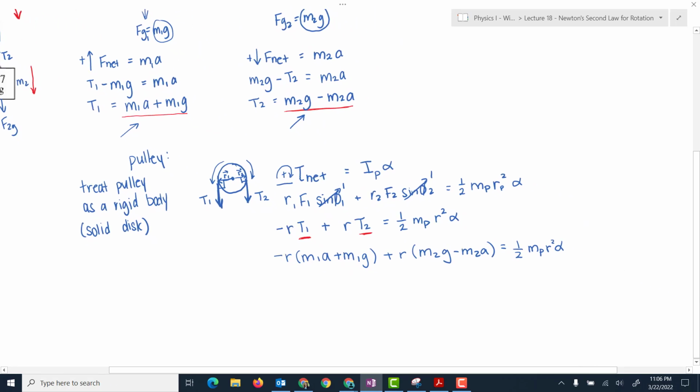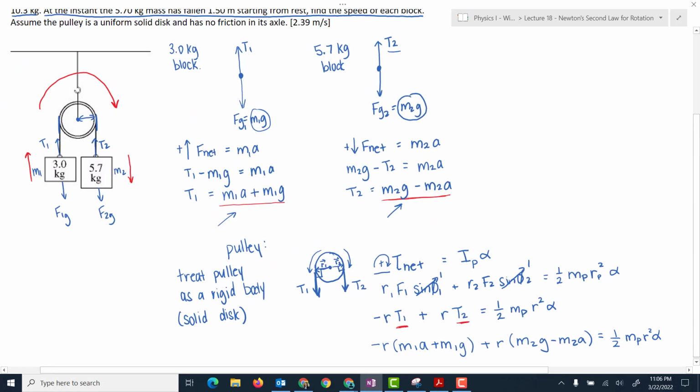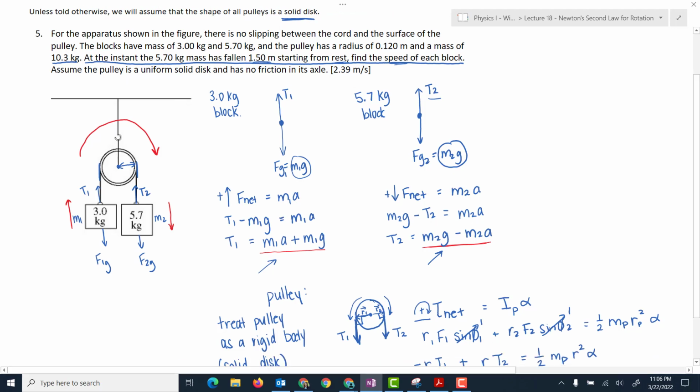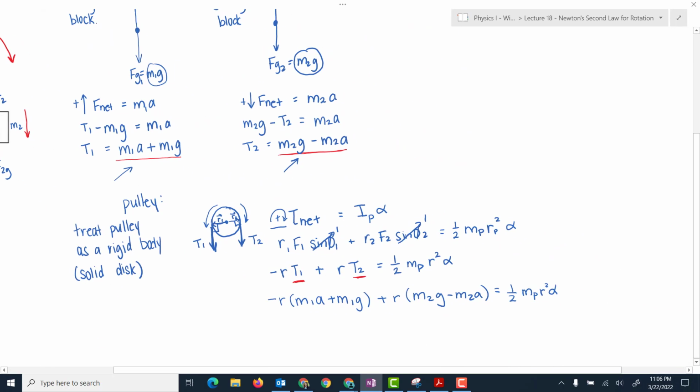All right, so we're trying to solve for the acceleration. Remember, if we go back to our question, it's asking us to find the speed of the blocks after they've started from rest and their displacement is 1.5 meters. So in order to use kinematic equations and solve for the speed of the block, we need to find the acceleration first. So we're looking just for acceleration, not angular acceleration, but regular A acceleration. So that's this value here. Okay, but we have this value here for alpha, and we know there's a relationship between A and alpha.